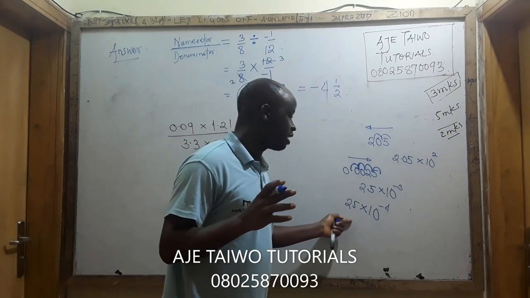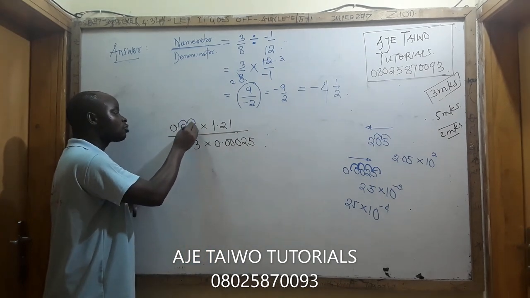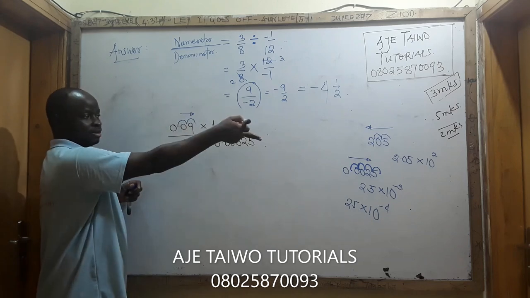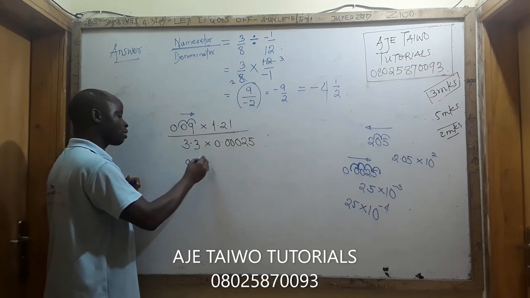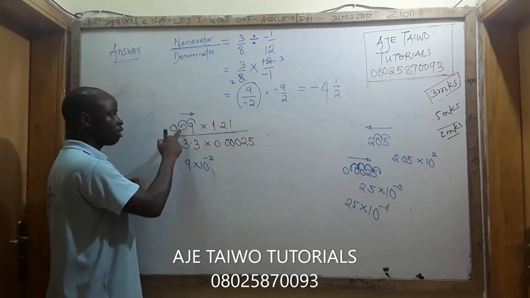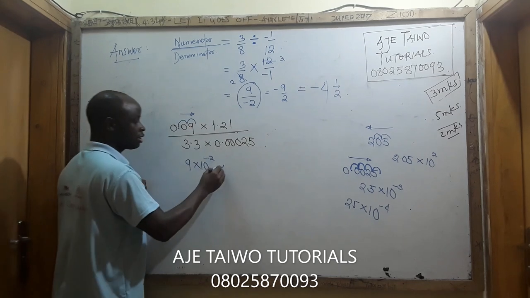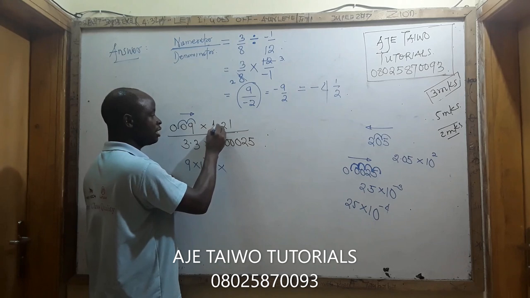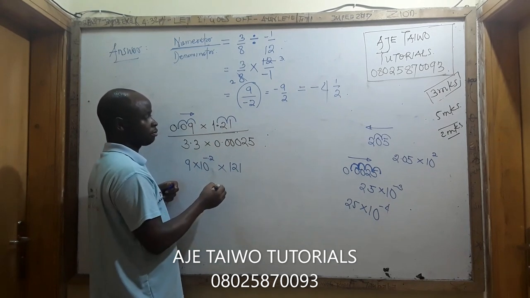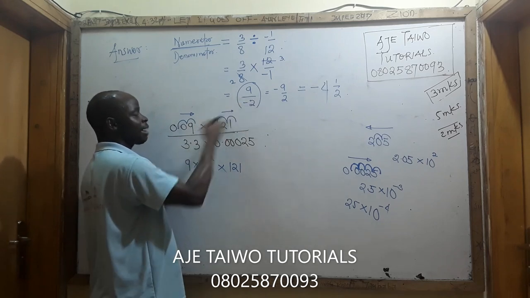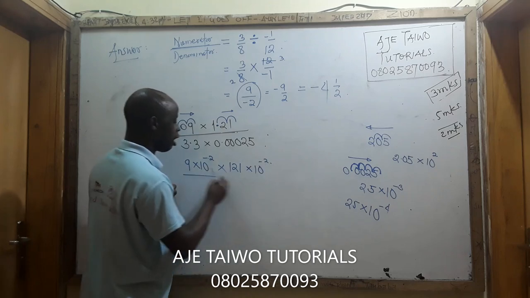So this is now 25. Just like I will do here now. Watch. I will say 1, 2. I moved like this to go and meet the number. That will be 9 times 10 raised to the power minus 2. Minus because I moved this way to go and meet that guy. Minus 2 because it's twice. Times, here also, I will say this decimal move 1, 2. It becomes 121. And because I move this way, I will say times 10 to the minus 2. All over.